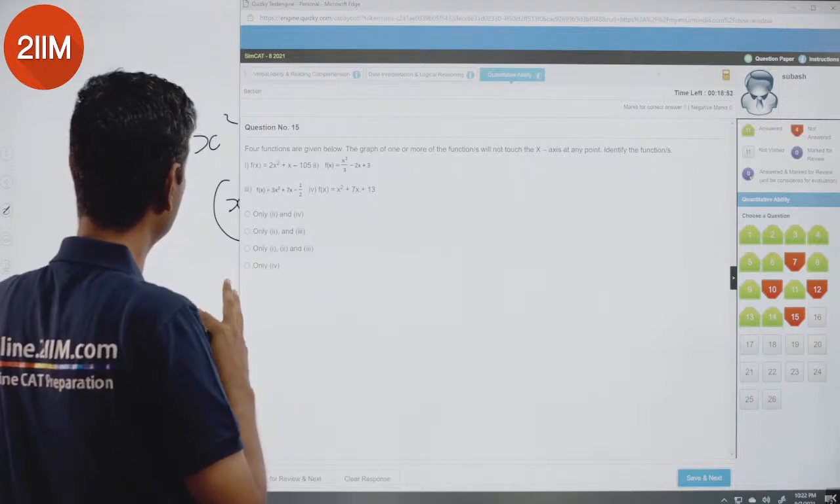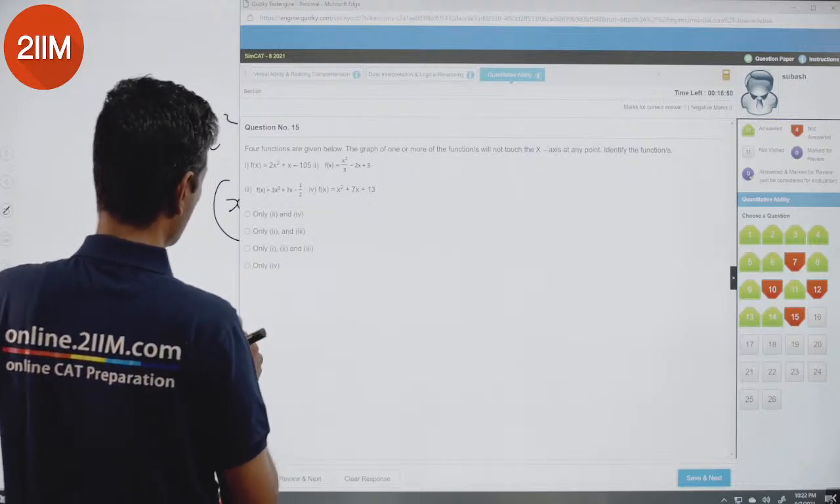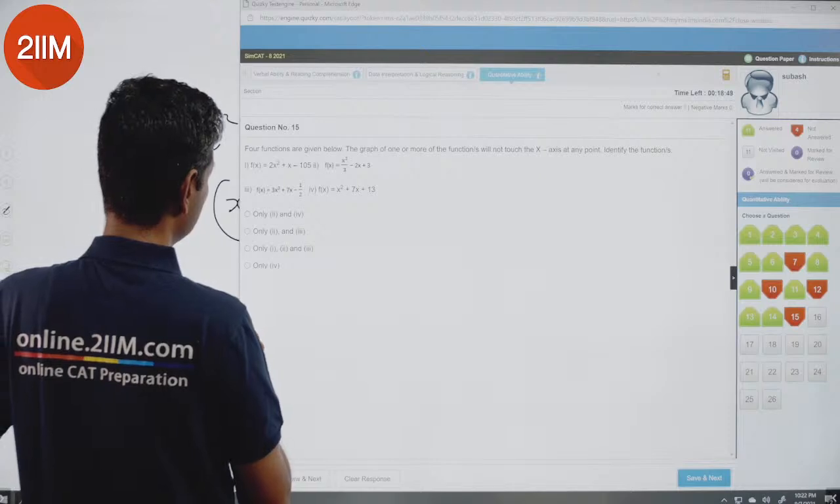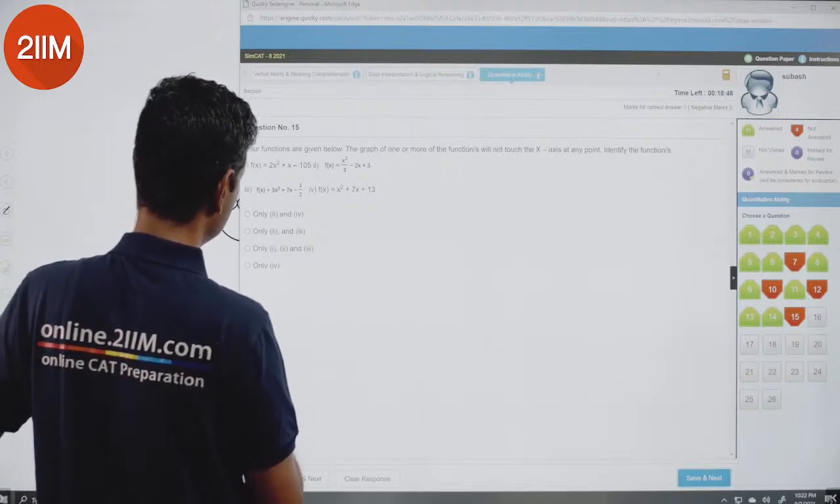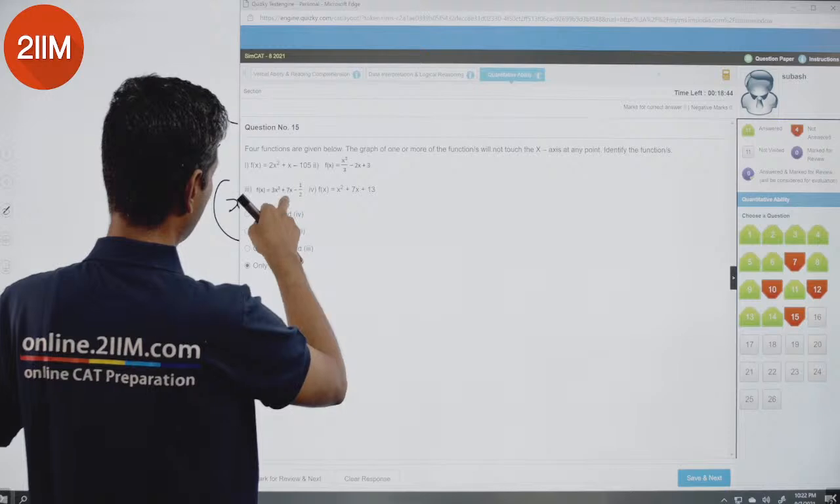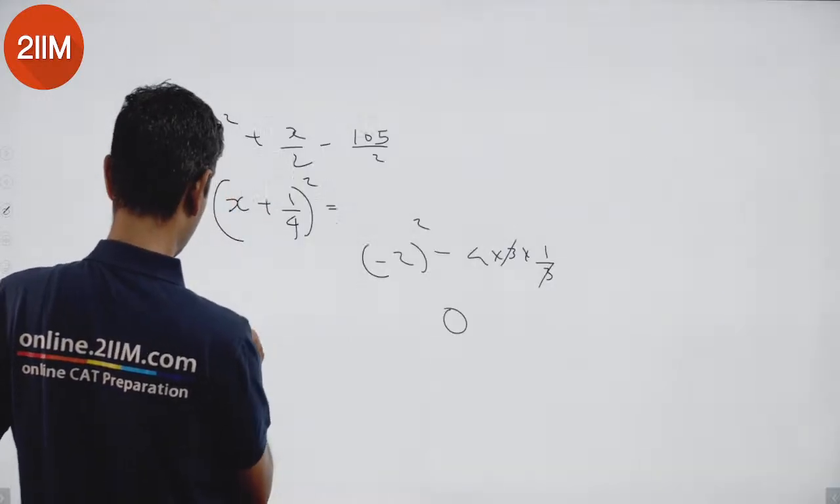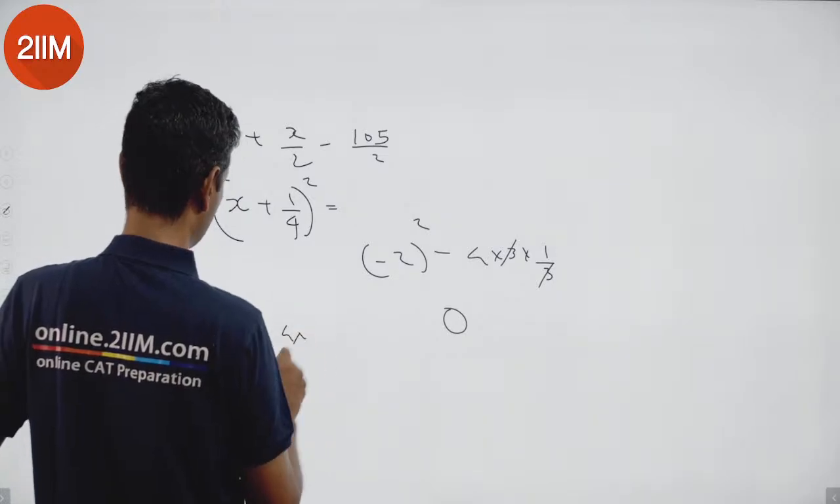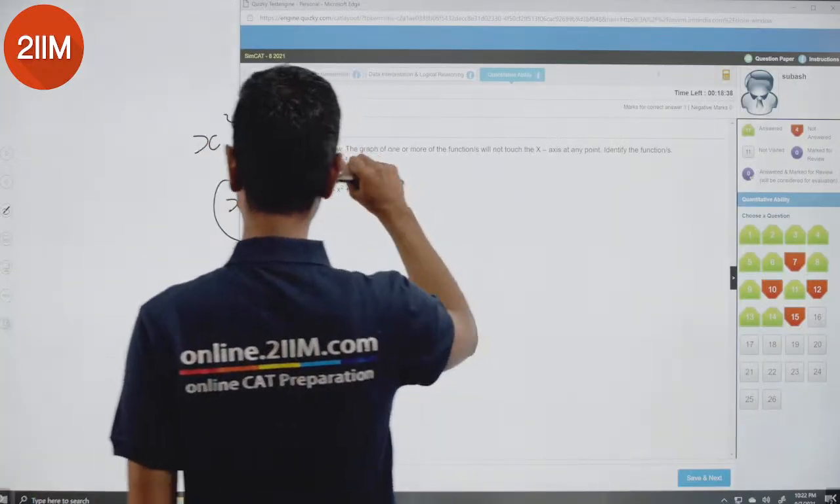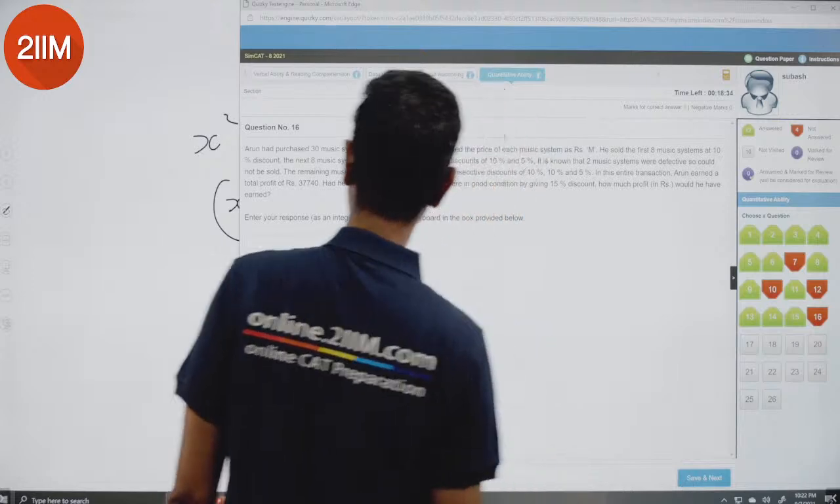1 doesn't work, 2 doesn't work, 3. 7 square, only 4. This is minus, so b square minus 4ac will be positive. X square plus 7x plus 13, 49 minus 4 into 13, only 4. The rest has one root. This has two roots, lovely.